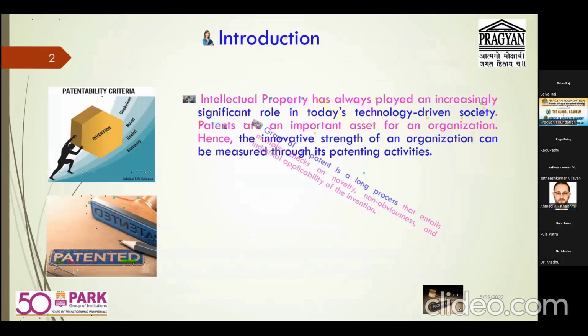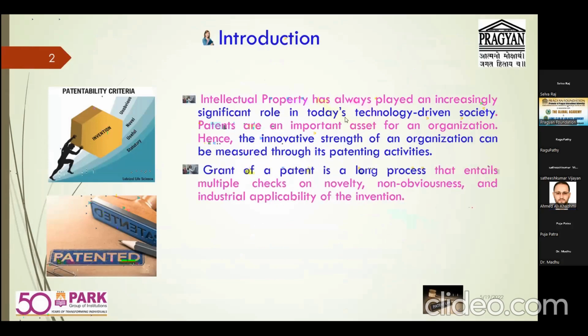So, when you talk about intellectual property, it has a very significant role in today's technologies. As just now introduced, she said some important things of the patent process. Really, I'm going to say intellectual property has always played an increasingly significant role in today's technology. Yes, definitely, every one of us can agree with it.